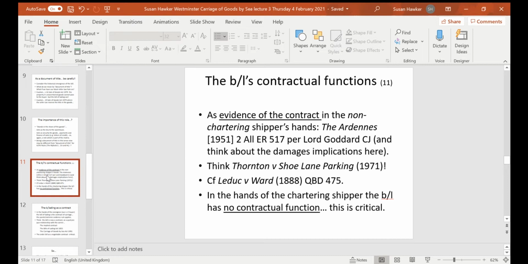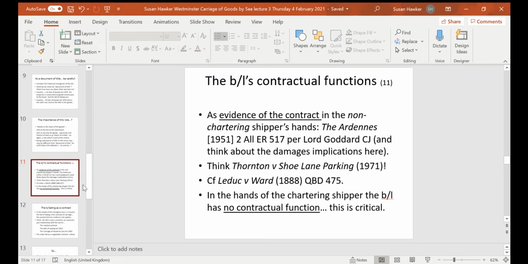We do not, said Lord Goddard, take this mutual exchange of promises and say that the bill of lading is then transposed into the contract, that the promises are transposed into the bill of lading, which becomes the contract. We do not, as some continental jurisdictions do, we do not do that in English law.